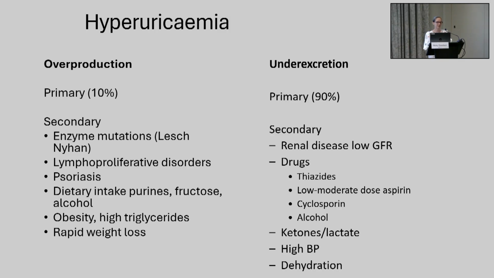We sometimes see this in people undergoing treatment for malignancy or very, very active psoriasis with lots of cell breakdown. It increases their purine levels and leads to hyperuricemia. But overproduction is associated with obesity and high triglycerides.